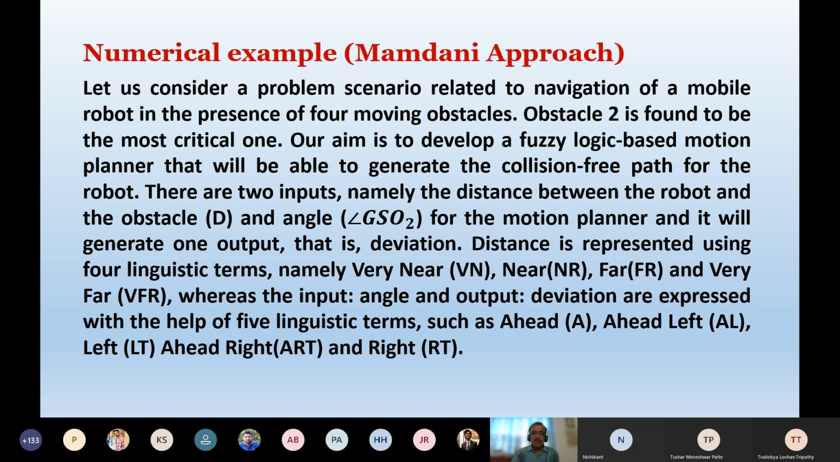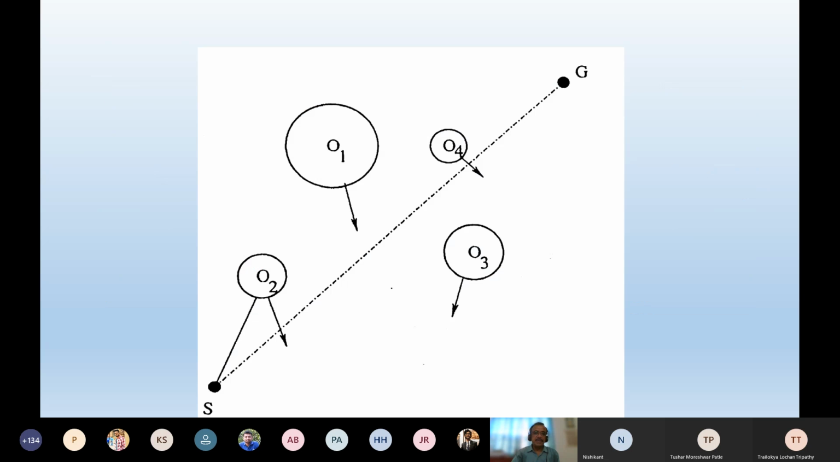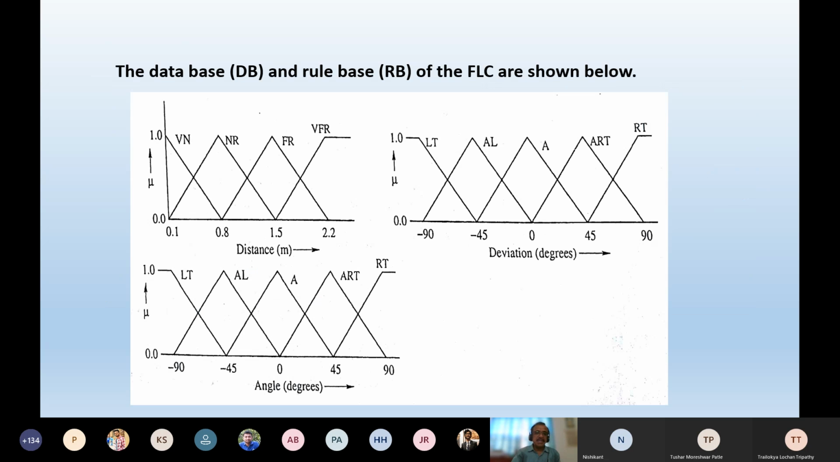Whereas the input angle and the output deviation are expressed with the help of 5 linguistic terms such as ahead left, then comes left, ahead right, and right. I'm just going to show you that particular picture for the membership function distribution. You see, this is nothing but the membership function distribution for the distance.